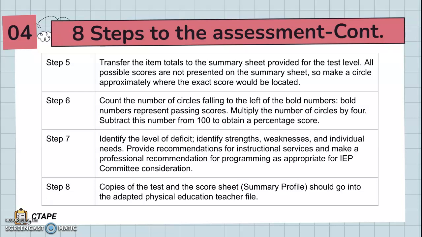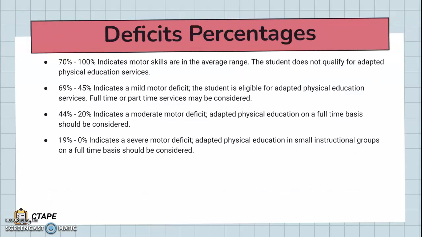Step 7, identify the level of deficit. Identify strengths, weaknesses, and individual needs. Provide recommendations for instructional services and make a professional recommendation for programming appropriate for IEP committee consideration. Step 8, copies of the test and score sheet, the summary profile, should go into the Adapted Physical Education teacher file.